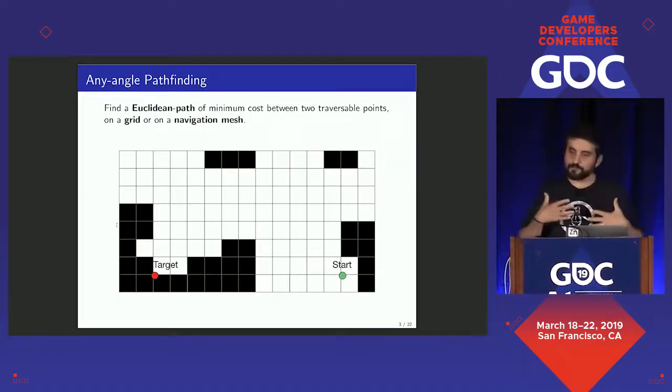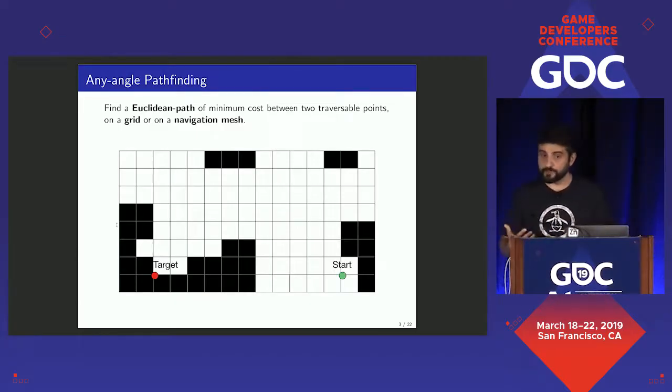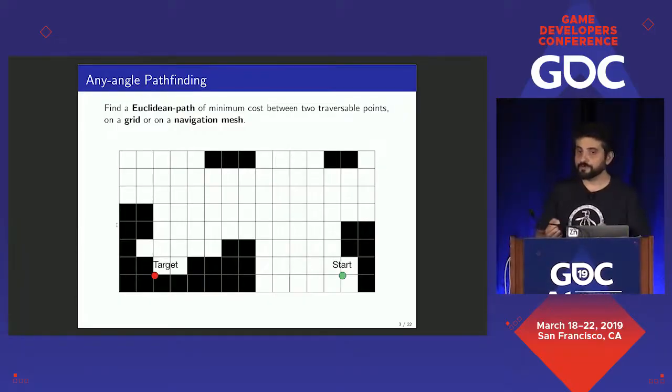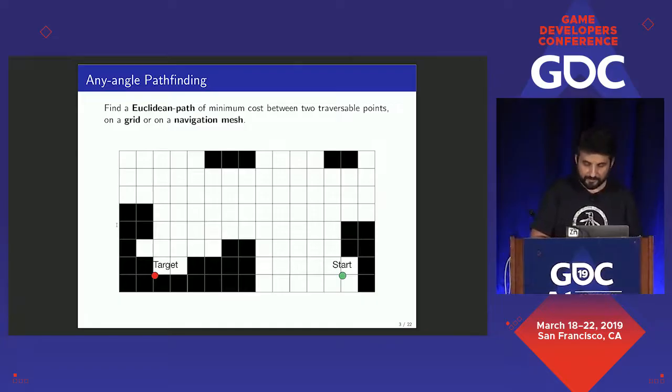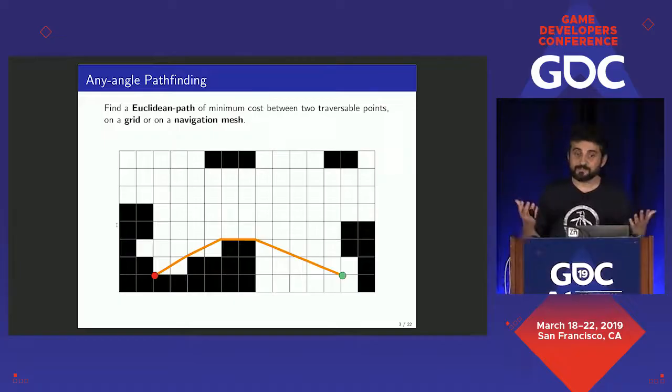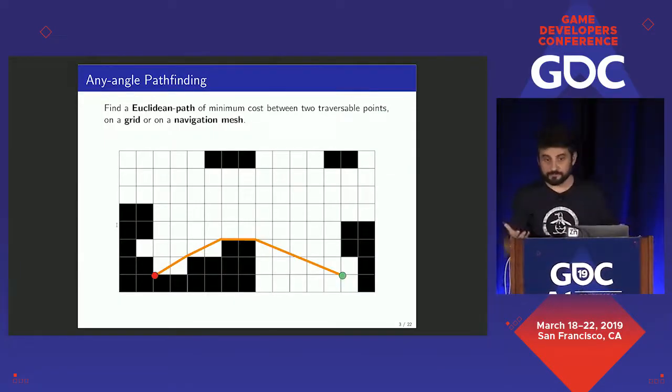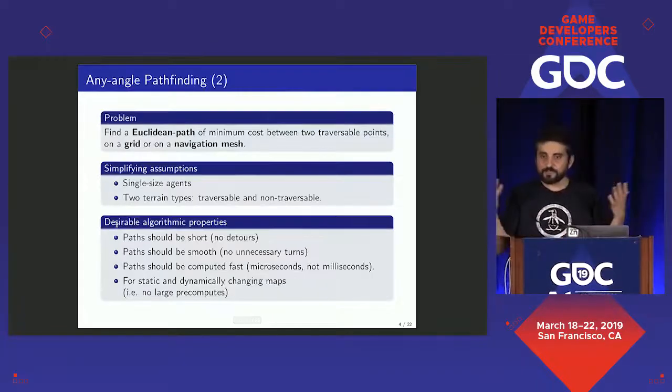But what differentiates any angle pathfinding from, say, grid-based pathfinding is that the path we're looking for is not just any path, it's a Euclidean optimal path. What that means is that the path shouldn't be artificially constrained by the discretization choices that we've made to represent the environment. Let me make that really clear. Here's a grid-based optimal path. We're not looking for paths like this. We're looking for paths like this. Here you can see that this path can essentially enter and exit any grid tile at any angle, ergo any angle pathfinding.